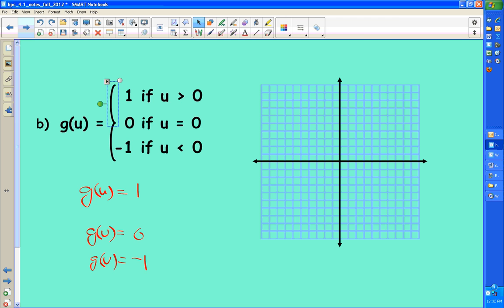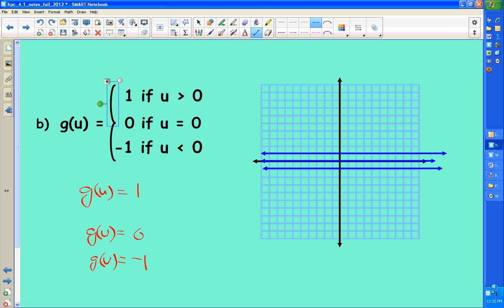Well, if you look at those things, they're all lines. y equals 1 would be a horizontal line. It would look like this. y equals 0 would be a horizontal line here. And y equals negative 1 would be another horizontal line. Now, like that, you don't have a function. That's why we have to break up the pieces.